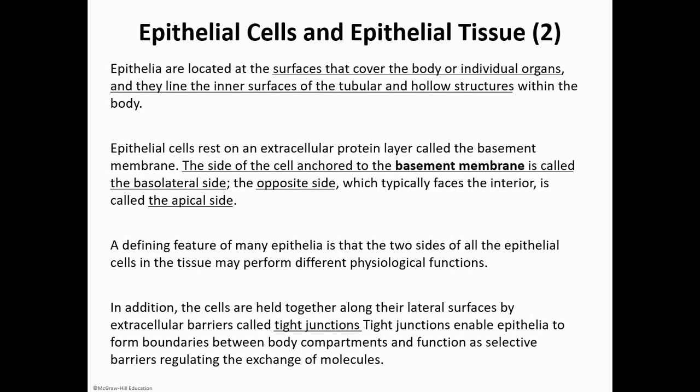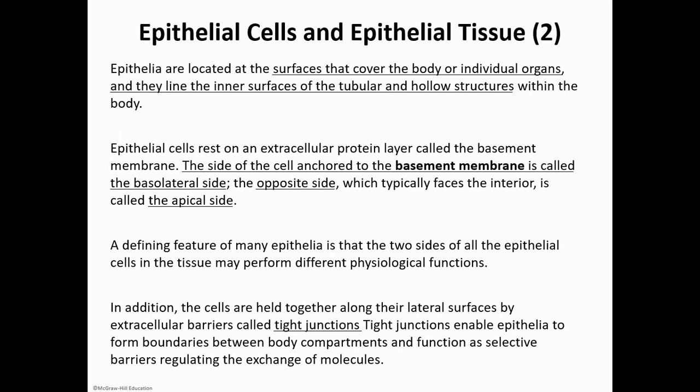So we already discussed that epithelial cells are found on the surfaces that cover the body, and it lines the inner parts. It lines anything that's tubular. Okay, so the esophagus, the trachea, the urethra, all of these are tubular structures. Hollow structures like the stomach, the urinary bladder, the gallbladder, and so on. All of those are lined from the inside by epithelium as well.